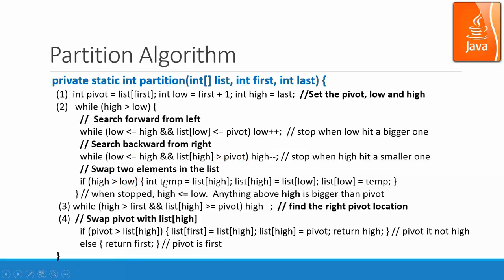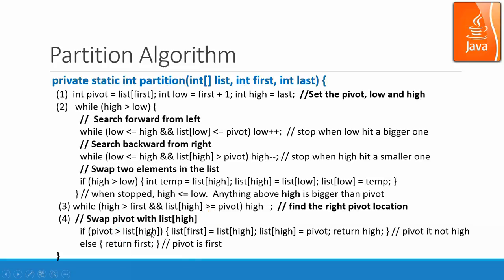If they don't cross over, then those two elements we need to swap. And we continue to do that until the crossover happens. Once the crossover happens, then we need to find the right pivot location. If high is greater than first, that means the pivot is not at the first location, where the original pivot is. So we continue to decrease the high until the high is pointing to some location that's less than the pivot. Then that's the location that we would like to do swapping.